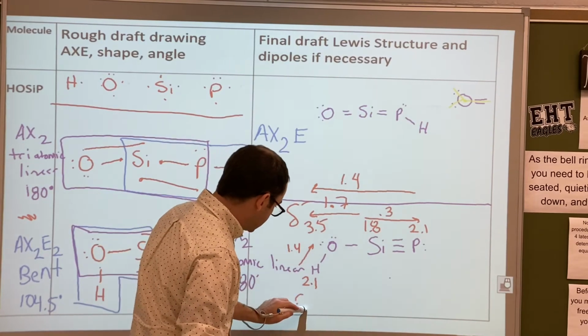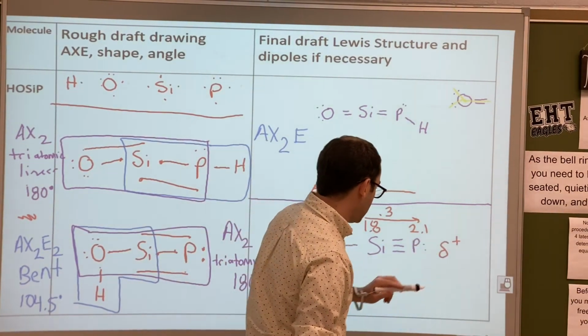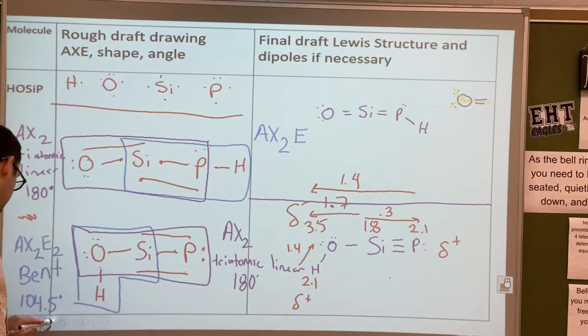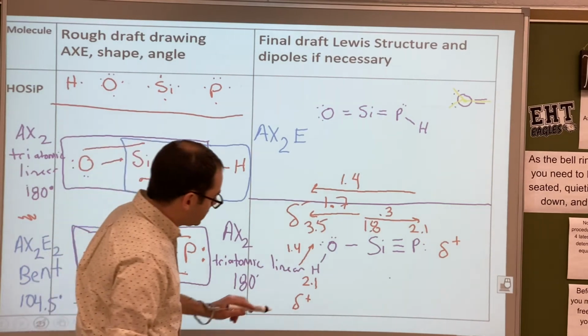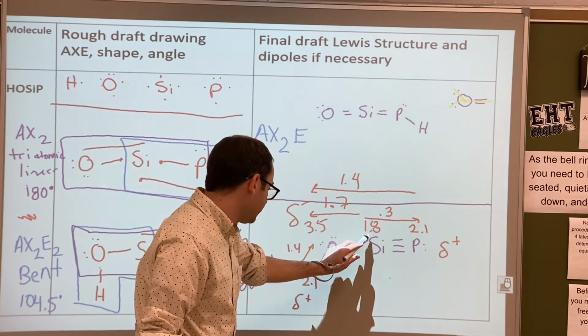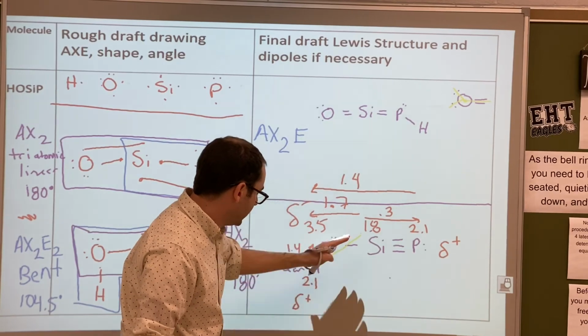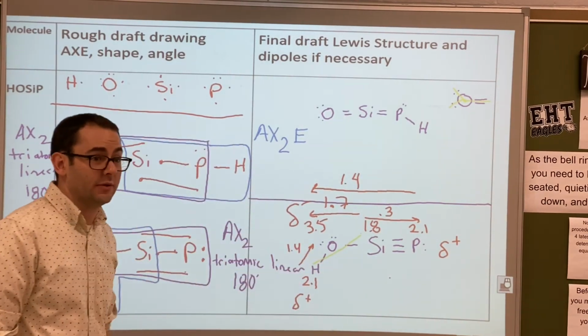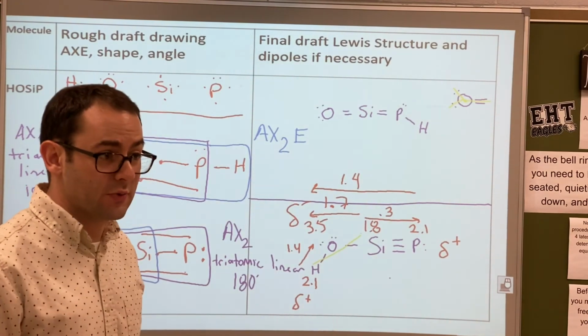And then the other ends are going to be slightly positive. All right, so we're going to have a polar molecule. And slicing it in half, the oxygen part of it would be the negative, and then everything else would be slightly positive. All right, if we were talking that way. All right, any questions with that?